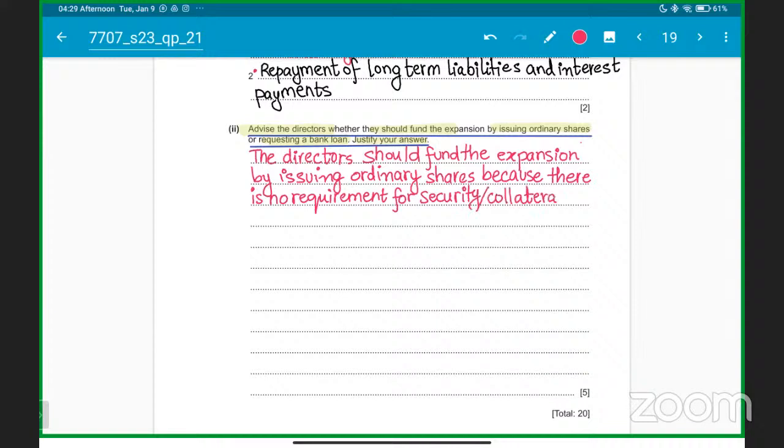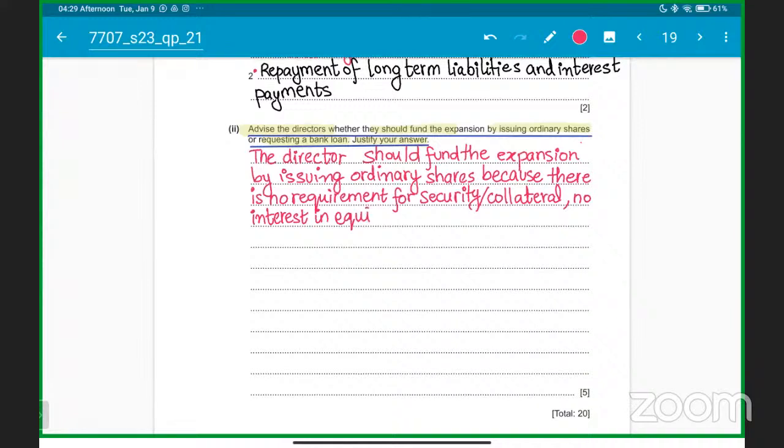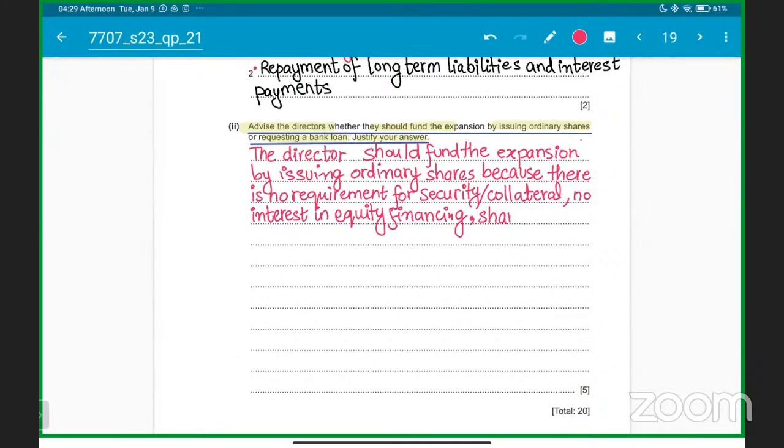No interest payments. Okay, getting it? Following? No interest payments. This question we have also done, that basically they are asking us whether to fund from debt or from equity. Okay, debt financing or equity financing. No interest in equity financing. There is no interest to be paid in equity financing. Students getting it? There is no interest to be paid in equity financing, okay? It's just that shareholders will expect dividend from the company if you issue ordinary shares. Everyone with me? Following?